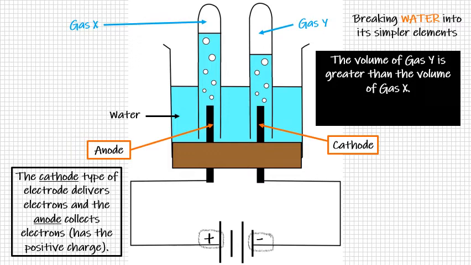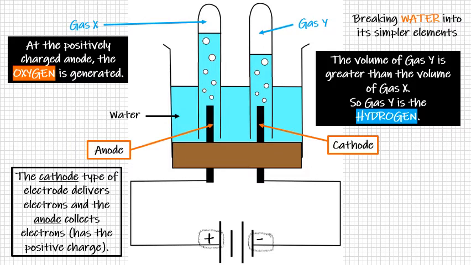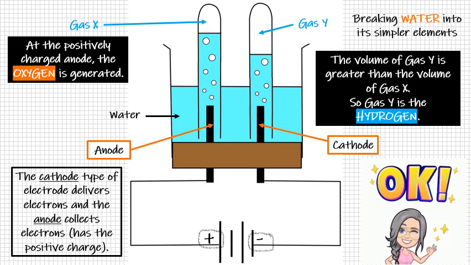Since one molecule of water has two atoms of hydrogen and one atom of oxygen, the volume of hydrogen produced is double the volume of oxygen produced. So during electrolysis, the volume of hydrogen produced is twice the volume of the oxygen produced. Another way to determine the gases is to look at the electrodes. We said that the hydrogen forms at the cathode while the oxygen forms at the anode, right? So we can tell that gas X is the oxygen since at the positively charged anode the oxygen is generated.